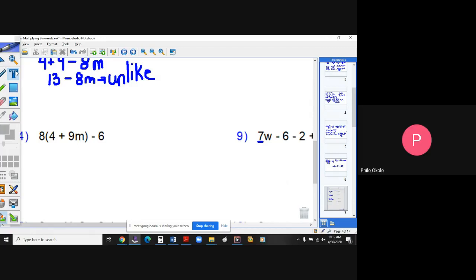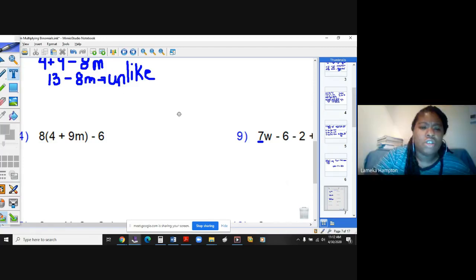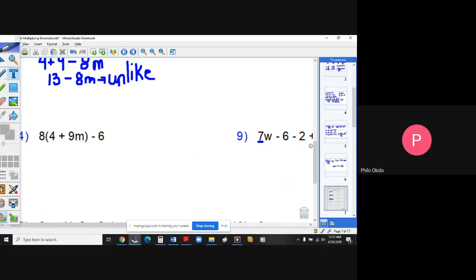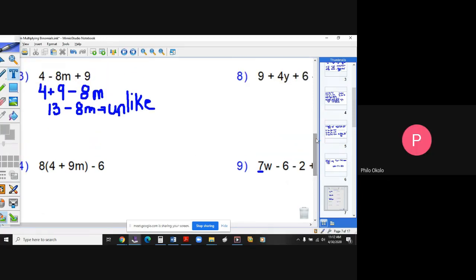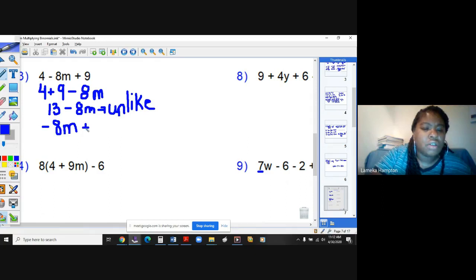Excuse me, Miss Hampton. Yes, ma'am. Does the answer really matter in the position of the answers? So do you have negative 8m plus 13? Can the negative 8 come before the 13? Can it be reversible, and the answer will be correct? Yeah. Okay, so that's what I was asking. Did you write this? Yeah.